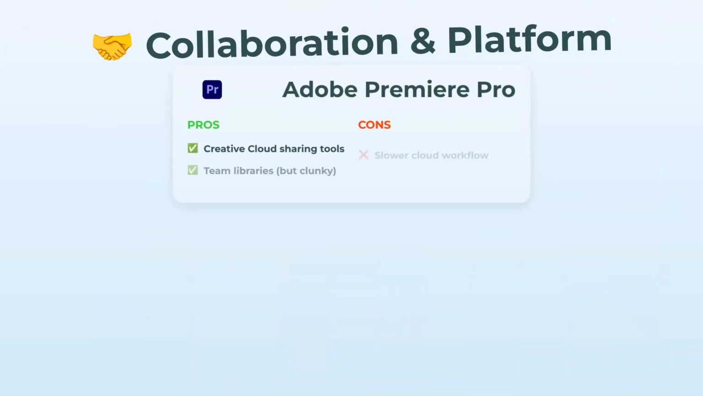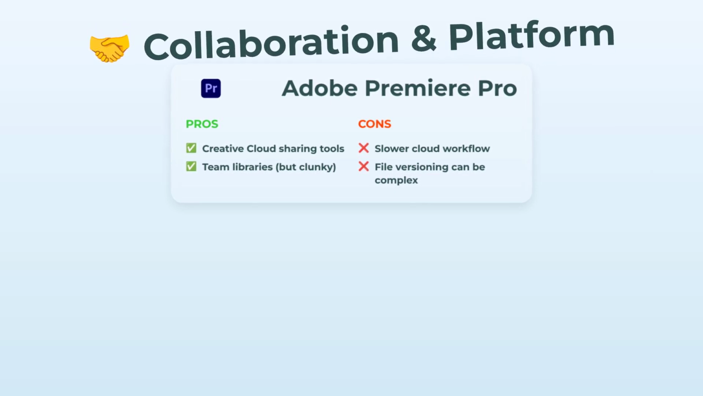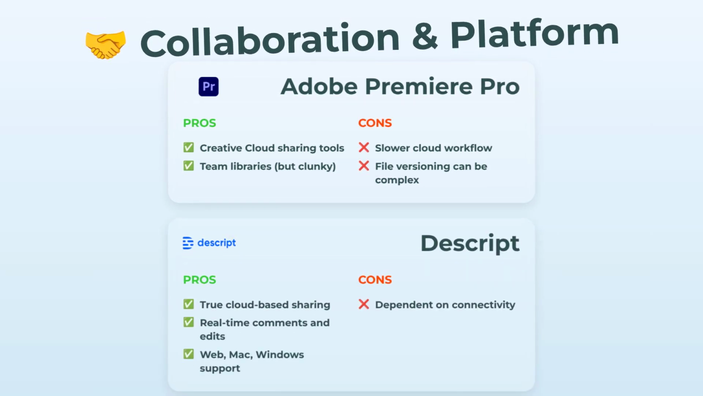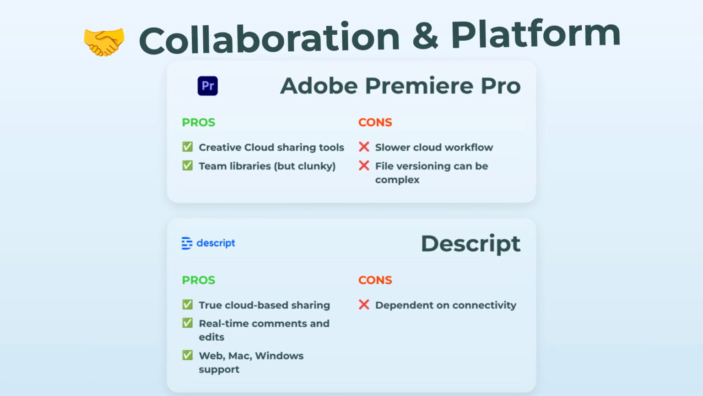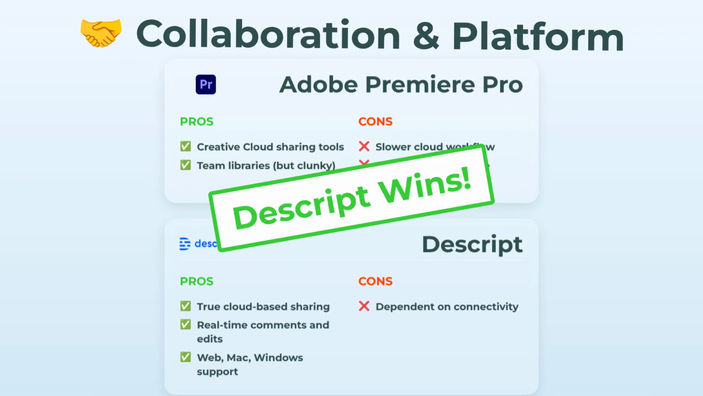Next up is collaboration and platform. So Premiere Pro does have Creative Cloud sharing and team libraries, but they're kind of clunky, and the cloud workflow just feels slower. File versions? Don't get me started. Descript is genuinely slick here. Real-time cloud sharing, instant comments and edits, and works across web, Mac, and Windows. Only catch is, you need decent internet. But for flexible teamwork, Descript pretty much wipes the floor with Premiere in this category.